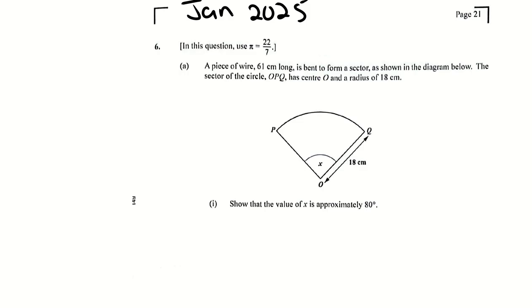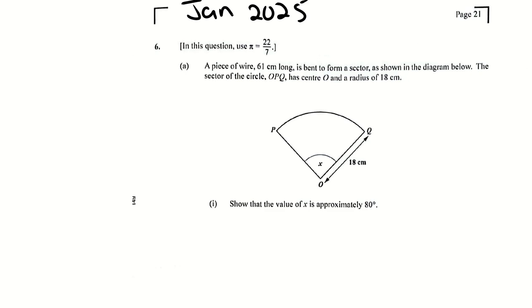They told you pi is 22 over 7. A piece of wire 67 centimeters long is bent to form a sector shown in the diagram below. The sector of a circle OPQ has a center O and a radius of 18. Show that the angle here is 80.